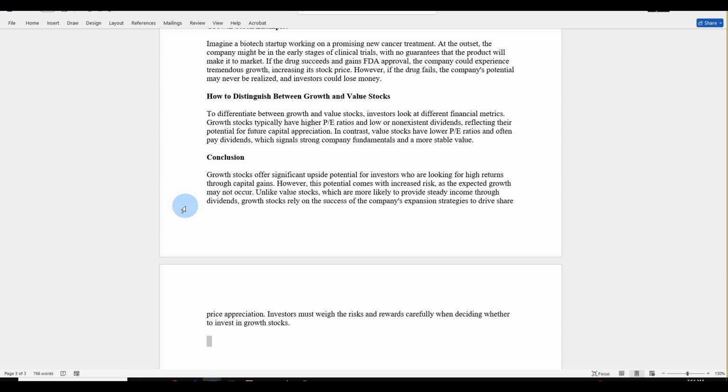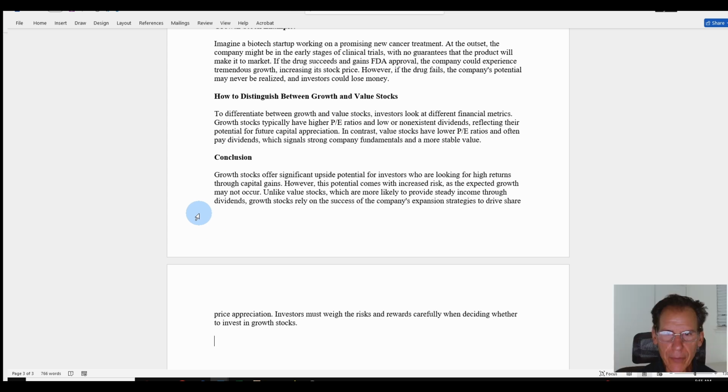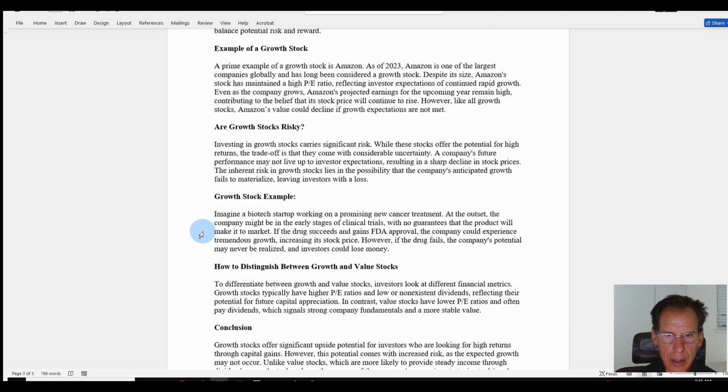Conclusion: growth stocks offer significant upside potential for investors who are looking for higher returns through capital gains. However, this potential comes with increased risks, as the expected growth may not occur. Unlike value stocks, which are more likely to provide steady income through dividends, growth stocks rely on the success of the company's expansion strategies to drive share price appreciation. Investors must weigh the risks and rewards carefully when deciding whether to invest in growth stocks.